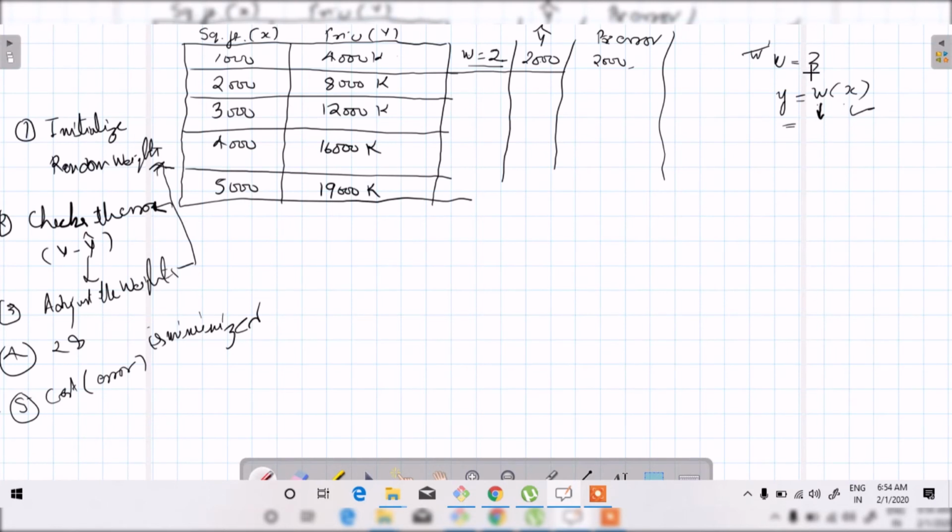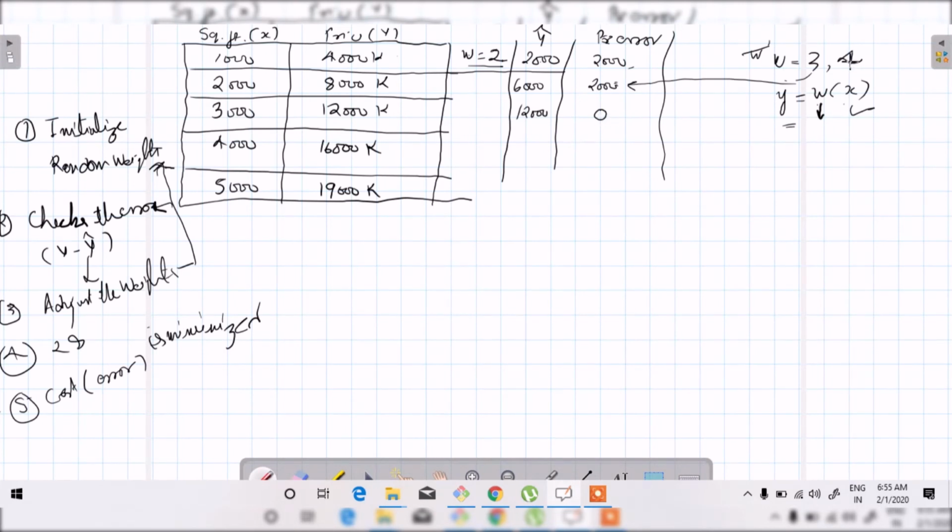Once it goes to 3, it will apply it for the second observation. When you apply it for the second observation, 3 into 2000 is equal to 6000. So now again the error is 2000. The error is not reduced, it remains the same. Again it says okay, the new weight will be 4. Now as soon as it says 4, you can see the error is reduced, it is 0, right?